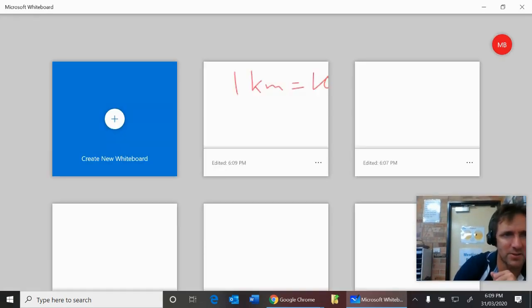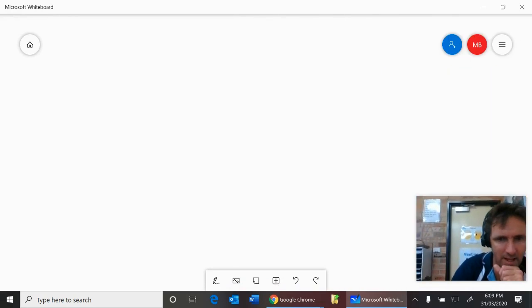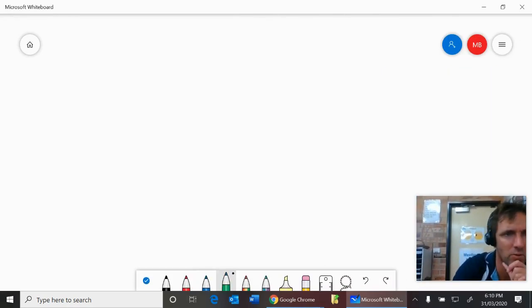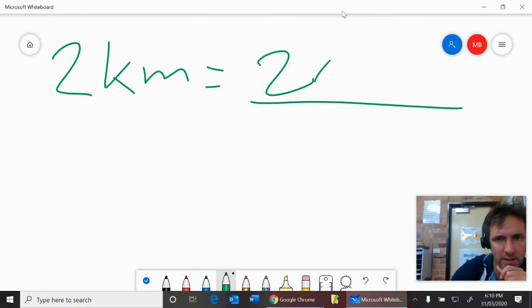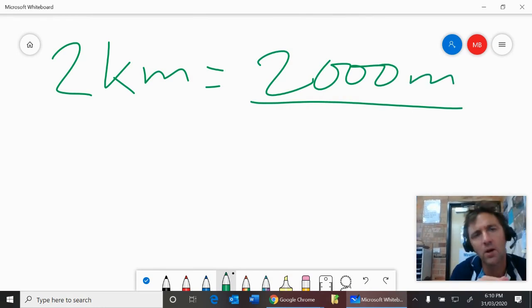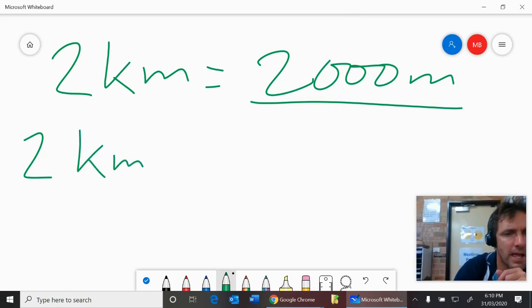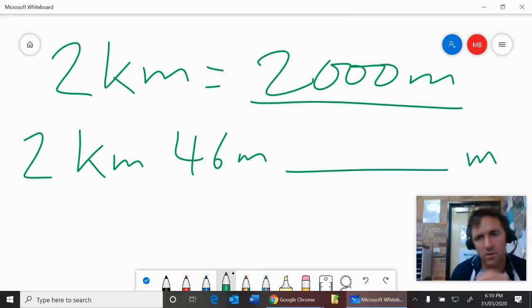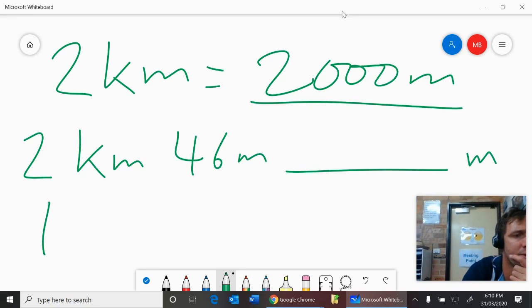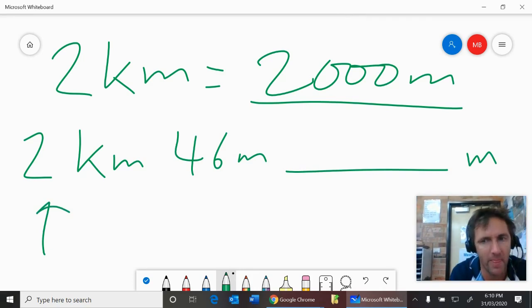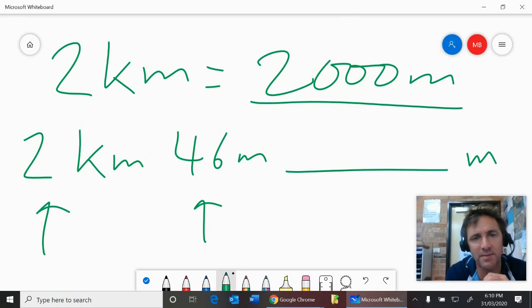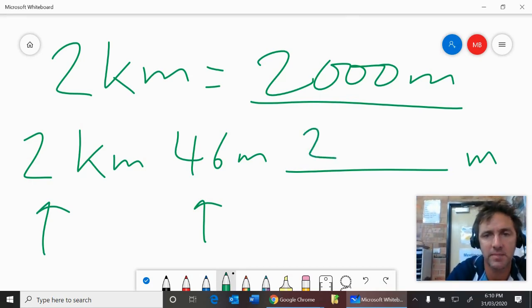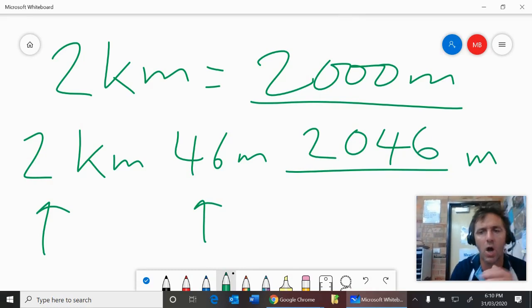Just got a new whiteboard. Okay, how about we go 2 kilometres equals 2,000 metres, okay, got that. What about if we go 2 kilometres and 46 metres? What does that equal in metres? Well, I hope you know that this 2 here is going to equal 2,000 metres, so you've got to write that down, plus the 46 metres, so that's going to be 2,046 metres, okay. I wonder if that makes sense.